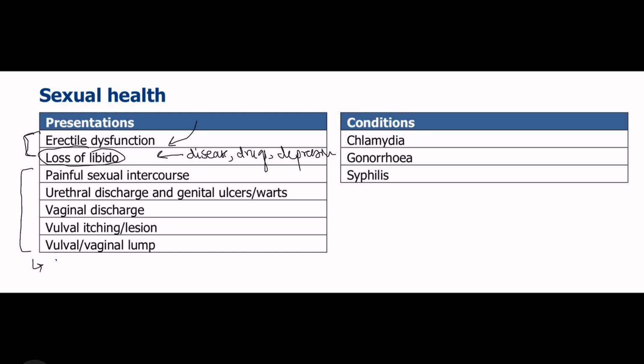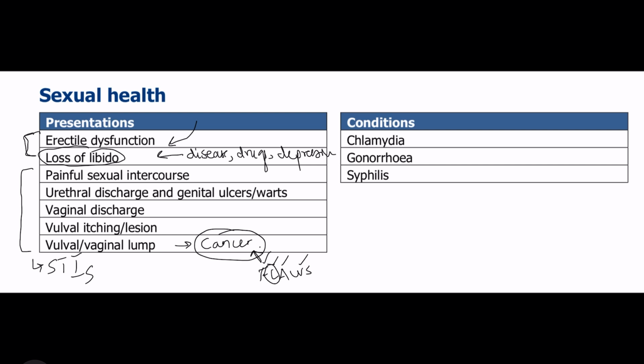Now the remaining presentations are associated with STIs. So if a patient has painful sexual intercourse, urethral discharge or genital ulcers, vaginal discharge, vulval itching, or any vulval lumps. Now the lumps are associated with cancer. The rest we have talked about: any fever, lumps and bumps in the body, loss of appetite, weight loss, and night sweats. So with lumps, you'll always think about cancer first.